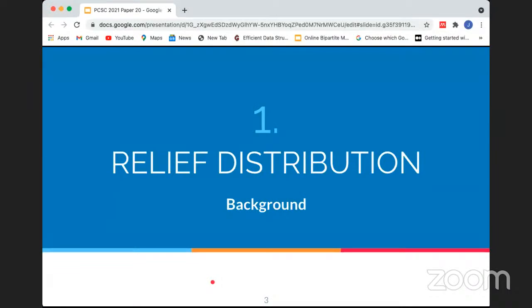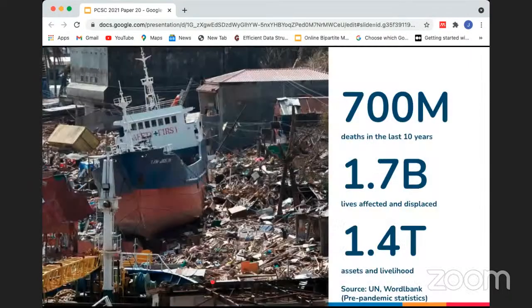So just to give a short background for the relief distribution. I'm showing here statistics that are pre-pandemic. So we obtained these statistics before COVID hit. In the last 10 years, we have 700 million deaths. Of course, it is not this number anymore due to COVID-19. And then we have 1.7 billion lives affected and displaced due to natural disasters. And then it's estimated that we have 1.4 trillion in assets and livelihood wasted because of natural disasters. The source of these numbers are from the UN and World Bank.